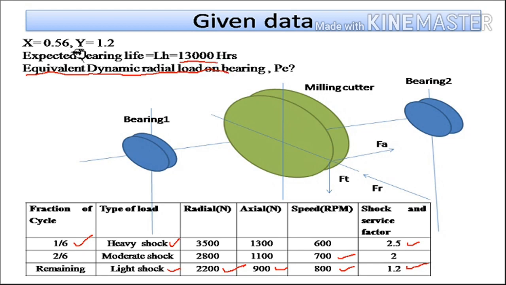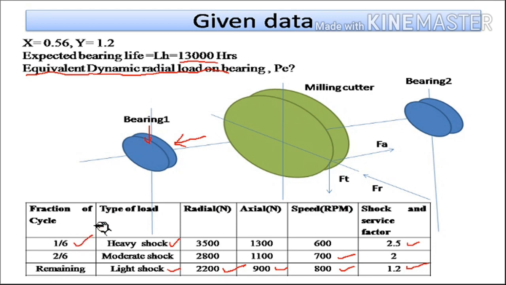First of all we should understand how we can get this equivalent dynamic radial load. Whatever forces are acting on the bearing, whether a radial force or an axial force, we have to convert those axial and radial forces into a single radial force, because the manufacturers have designed their catalogs by considering only pure radial load acting on the bearing. So we are converting all the radial and axial forces into a single equivalent radial load. When it is related to different fractions of cycle, then again you have to combine it for those.